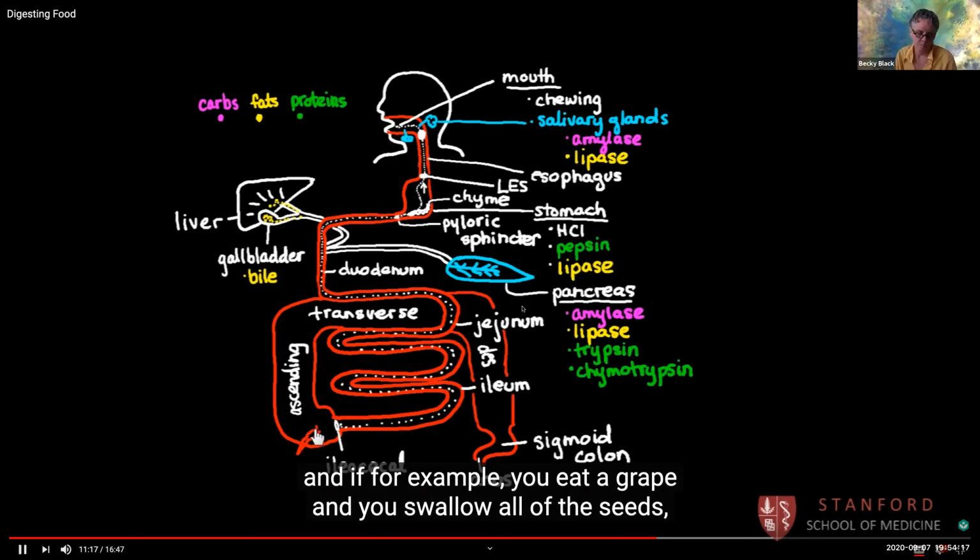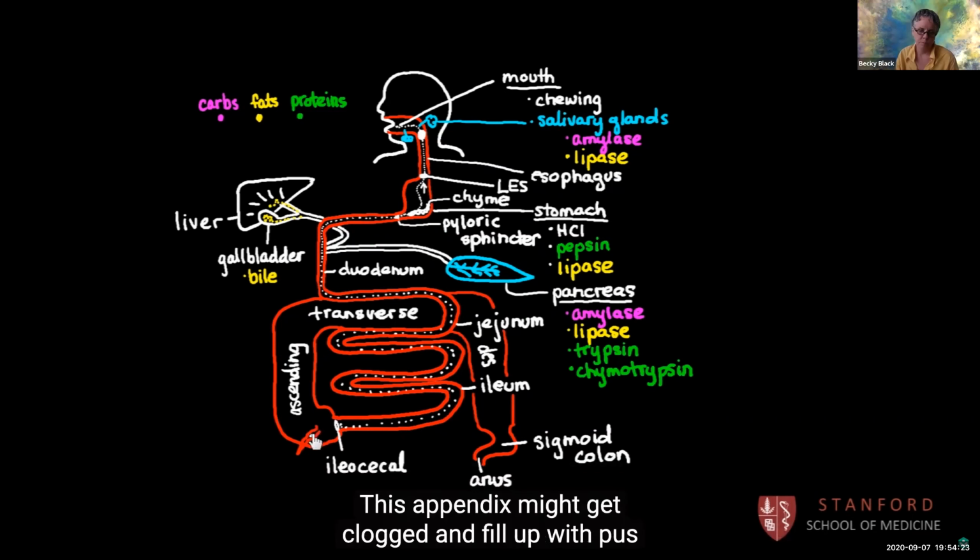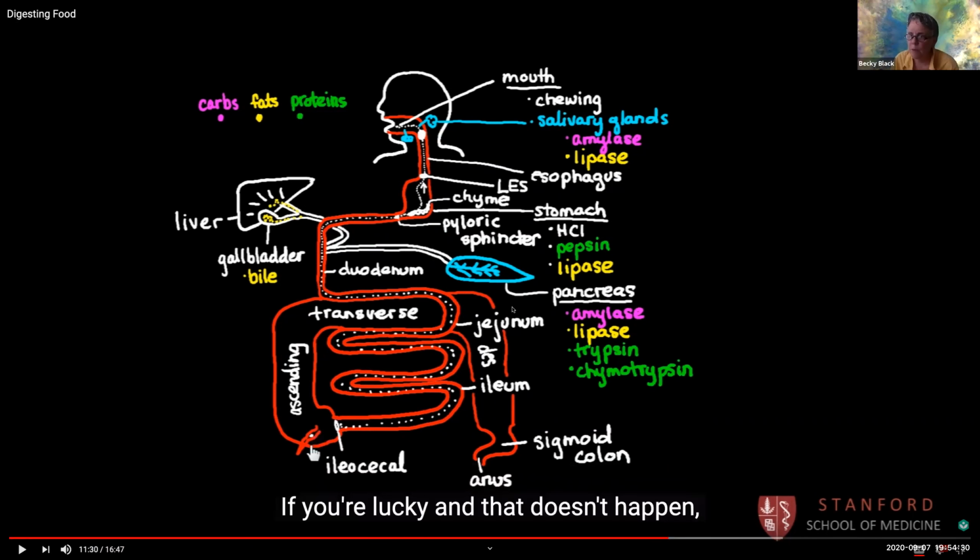And you swallow all of the seeds and you have pretty bad luck, then one of those seeds might get stuck in here, and this appendix might get clogged and fill up with pus, and then you've got yourself an appendicitis. But okay, I'm going to tell you what they think about appendicitis.